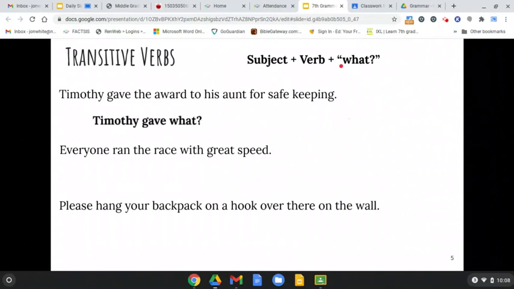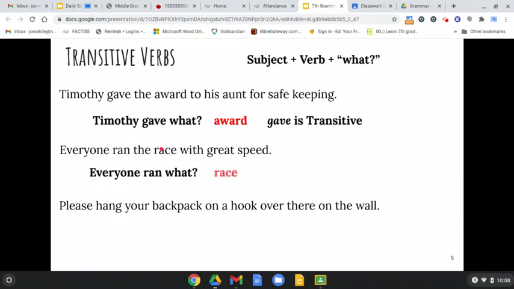In the first example, Timothy is the subject, gave is the verb, and so we just say, all right, Timothy gave what? What answers that question? Award. That means that gave is a transitive verb. It's transferring action to the award. In the next example, everyone ran the race with great speed. Everyone is the subject. Ran is the action verb, and you say everyone ran what? Well, everyone ran race, right? That answers the question, and that means that ran is transitive.